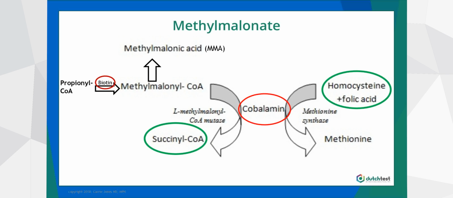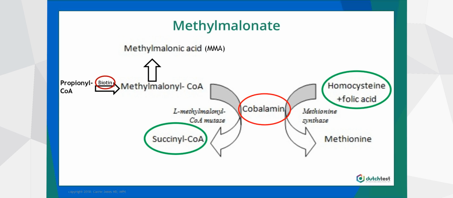And then methylmalonyl-CoA, you'll see the red circle around cobalamin, can either make succinyl-CoA, which goes to the Krebs cycle, or homocysteine and folic acid. Really, it should be folate. I swiped this out of a study, but we know it should be folate. Goes to methionine and then keeps going around the methionine cycle.